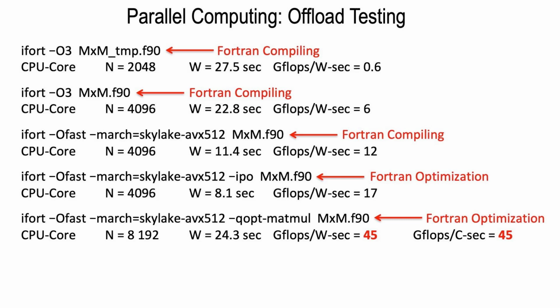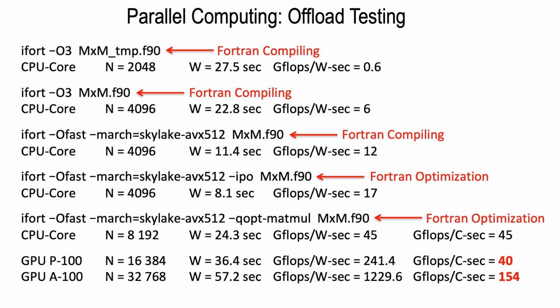Utilizing the highly optimized mat-mul routine from the Intel Fortran compiler propelled performance to about 45 gigaflops per second. Now, leveraging parallel computing on one GPU has resulted in performance levels of about 40 and 154 gigaflops per second based on CPU time. As we'll discuss in our upcoming video, this CPU time metric provides the best comparison for GPU performance against multi-core computing or parallel computing using many CPU cores.